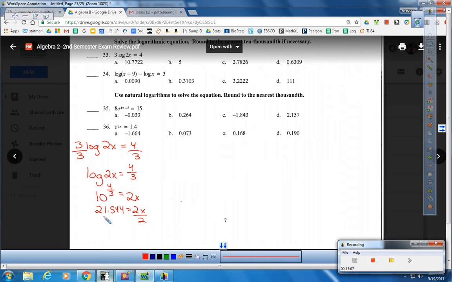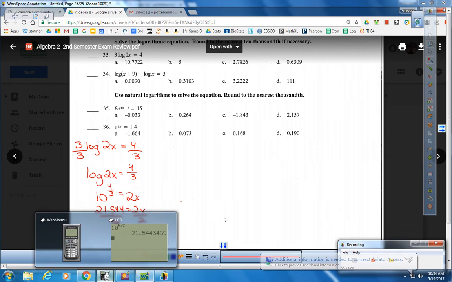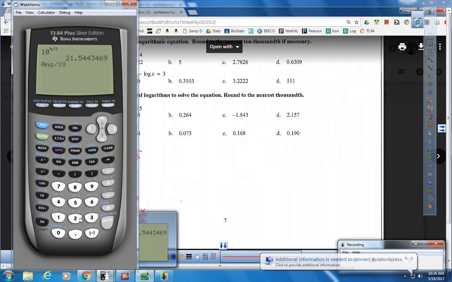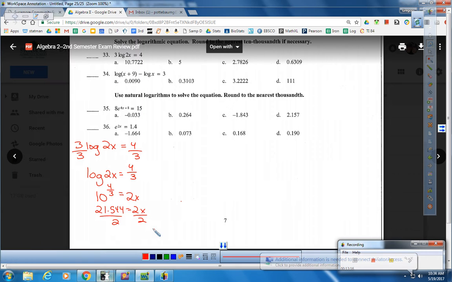So we'll divide that by 2, and we'll get what x is. We're going to take this number, we'll divide it by 2, and we get x is 10.7722. 10.7722 equals x. So that looks like letter A. Okay, so there's number 33. Number 34.